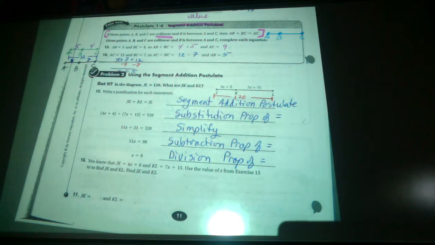Then 16 says, you know that JK is 4x plus 6 and KL is 7x plus 15. Use the value of x, which is 9, from exercise 15 to find the distance from JK and KL. So go ahead and do that part. Substitute the 9 back into each of those pieces and show your work in 16. Show where you're doing the substitution. And then share your answers with somebody around you to see if they agree with you.